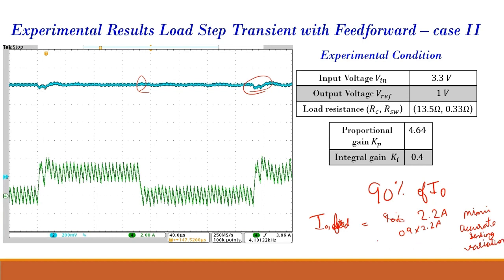Then we do not have perfect, accurate information of the inductor current. It is just scaled down or scaled up. In this case, we are doing a scaled down version. So even though it's a scaled down version, it is still giving quite good performance. That was the intention of showing this.